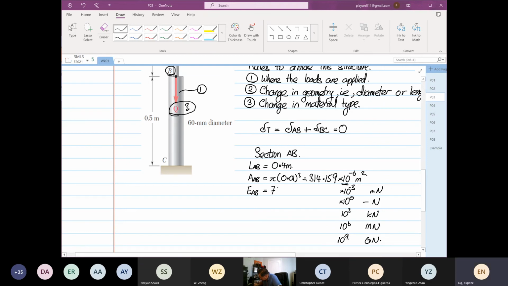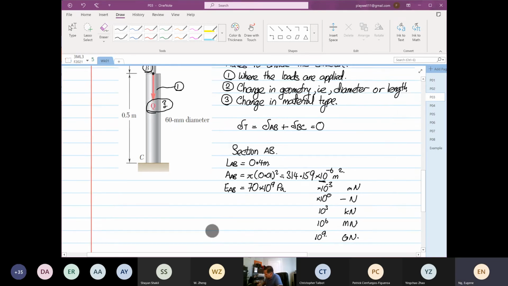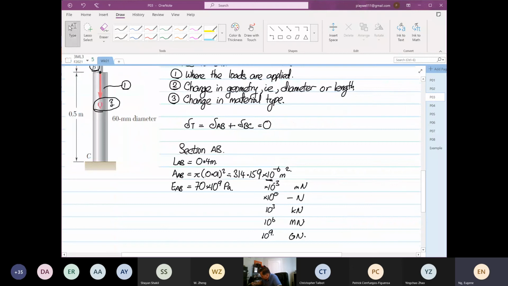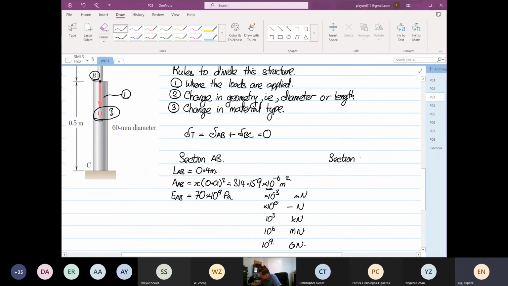Now, coming back to here, we have our EAB is equal to 70 times 10 to the power 9 Pascal. That is our section AB. Now our section BC. So we're going to look at our section BC. So we have our LBC is equal to 0.5 meters.